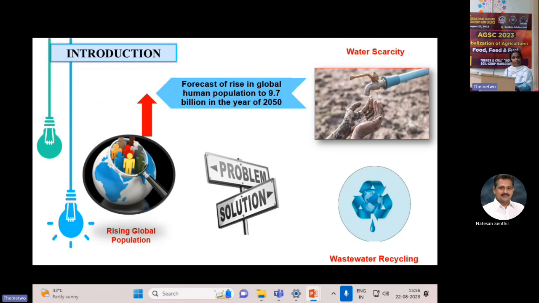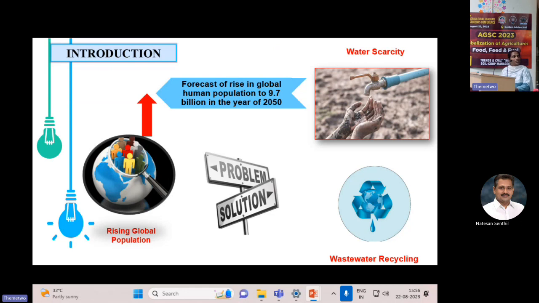So in this, our introduction, the rising global population is one of the global concerns now, and the population is also increasing in a geometric fashion. Due to this, the shortage of fresh water is a very alarming issue, and taking this as one of the challenging issues, we are bringing a solution for this problem.